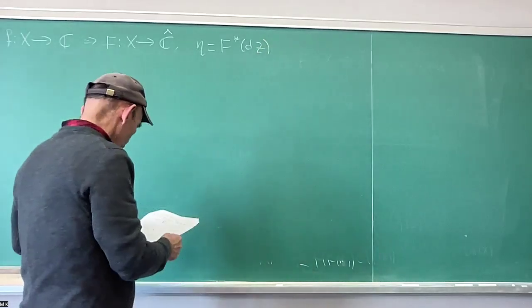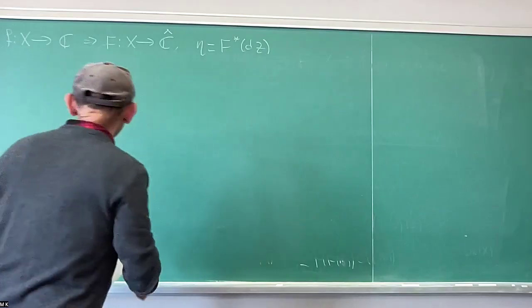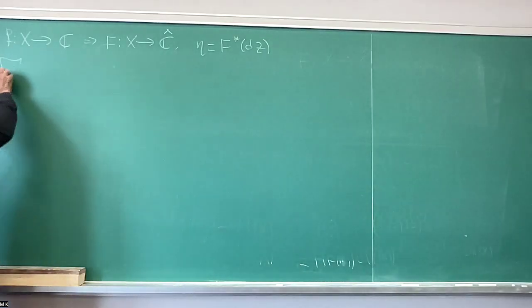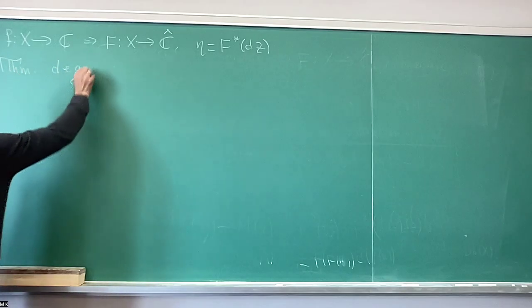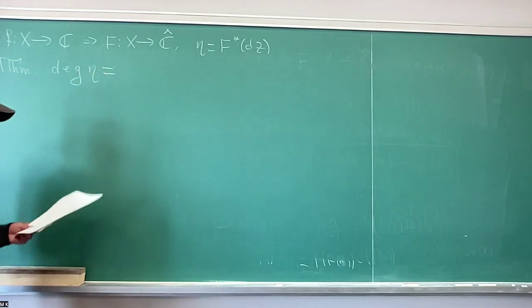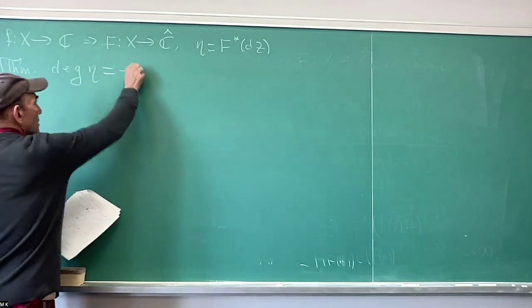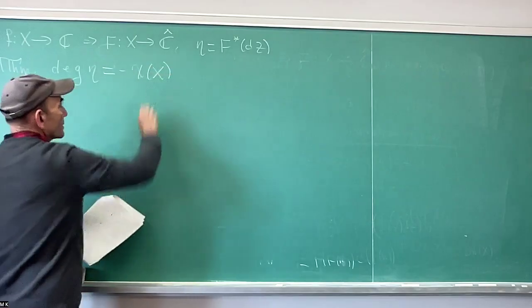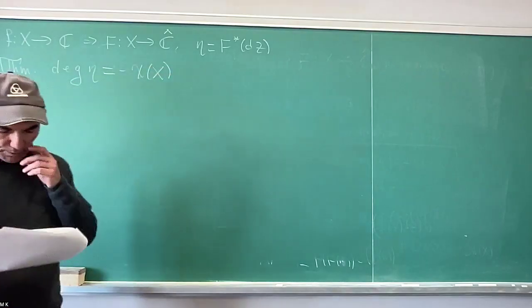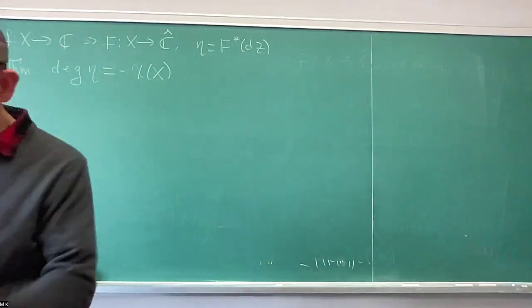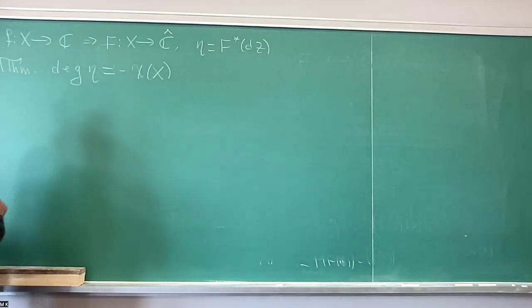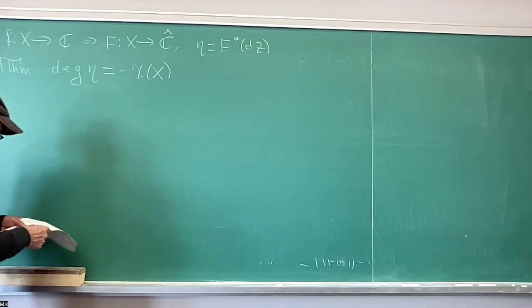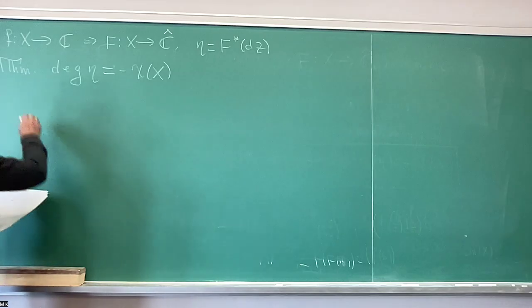Okay, and we want to show that actually, the theorem that we want to prove is the following. Degree of eta is equal to minus Euler characteristic of X. That's what we want to prove. Okay, so the proof is not difficult, but you have to be careful what you're doing at infinity and at non-infinity. So proof now.